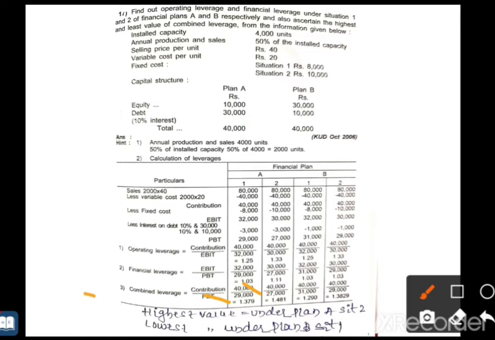So among the 4, which is the highest value of combined leverage? The highest value is in plan A situation 2, because compared to the remaining combined leverages, plan A situation 2 has the highest value. And among the 4 values, the lowest is under plan B situation 1, that is 1.29. I already wrote it here. Highest value is under plan A situation 2. Lowest value is under plan B situation 1.